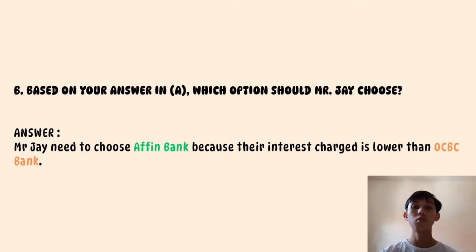So we move to question B. Base your answer on A. Which option should Mr. J choose? The answer is Mr. J needs to choose Afin Bank because their interest charge is lower than OCBC Bank.